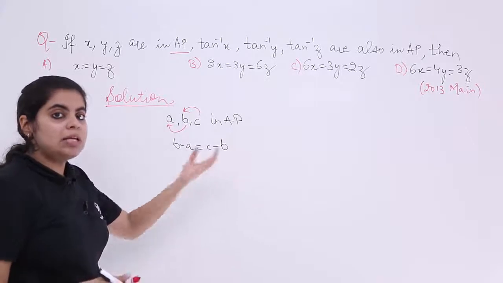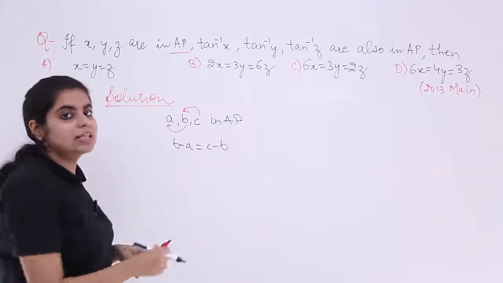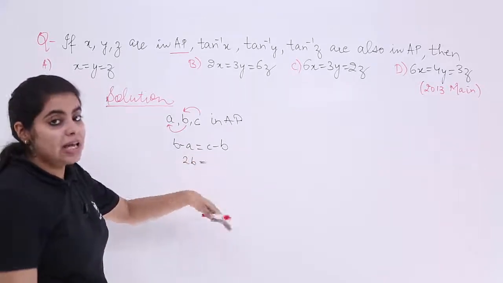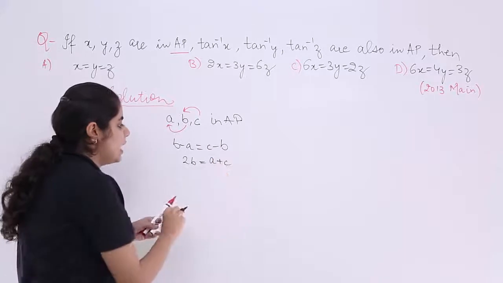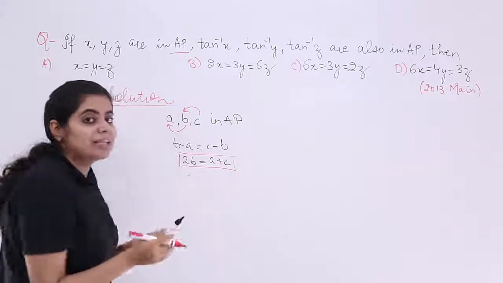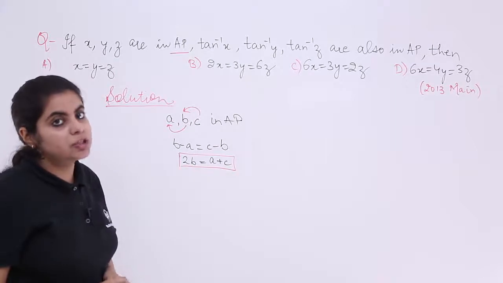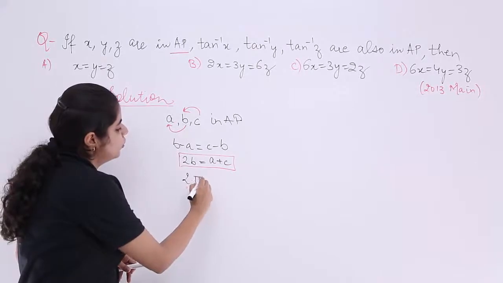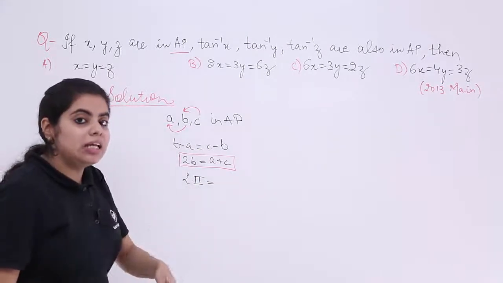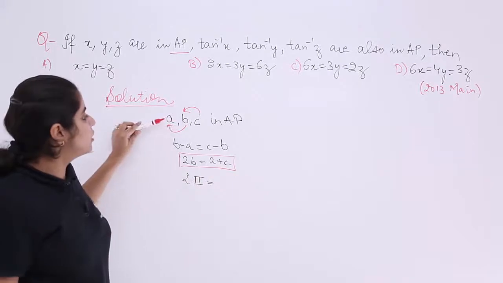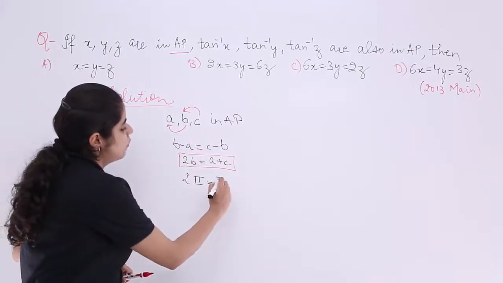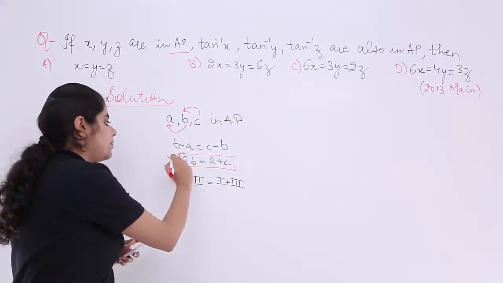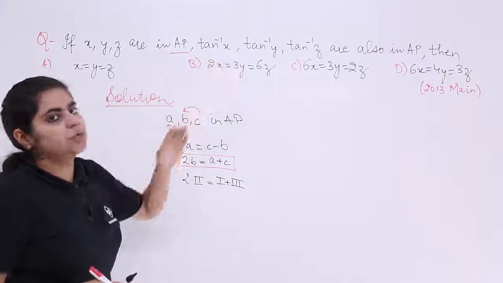Now, taking B's on the same side and the other variables on the other side, I have B plus B, that means 2B is equal to C plus A, or A plus C. So I have derived this relation for three terms in arithmetic progression, wherein 2 multiplied by the middle term, that means the second term, is equal to A plus C, the first term plus the third term. We will be using this concept that we have derived ourselves in the later part of the question.